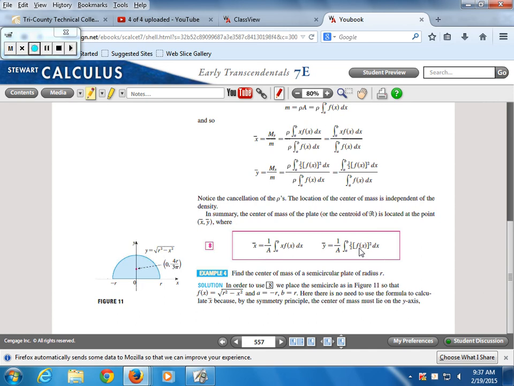Okay, there's the one I got. Find the centroid of the region. This one, the one I've got here, is one where you have a line going across it. So this one's easy, and the next one's going to be a little bit more difficult.